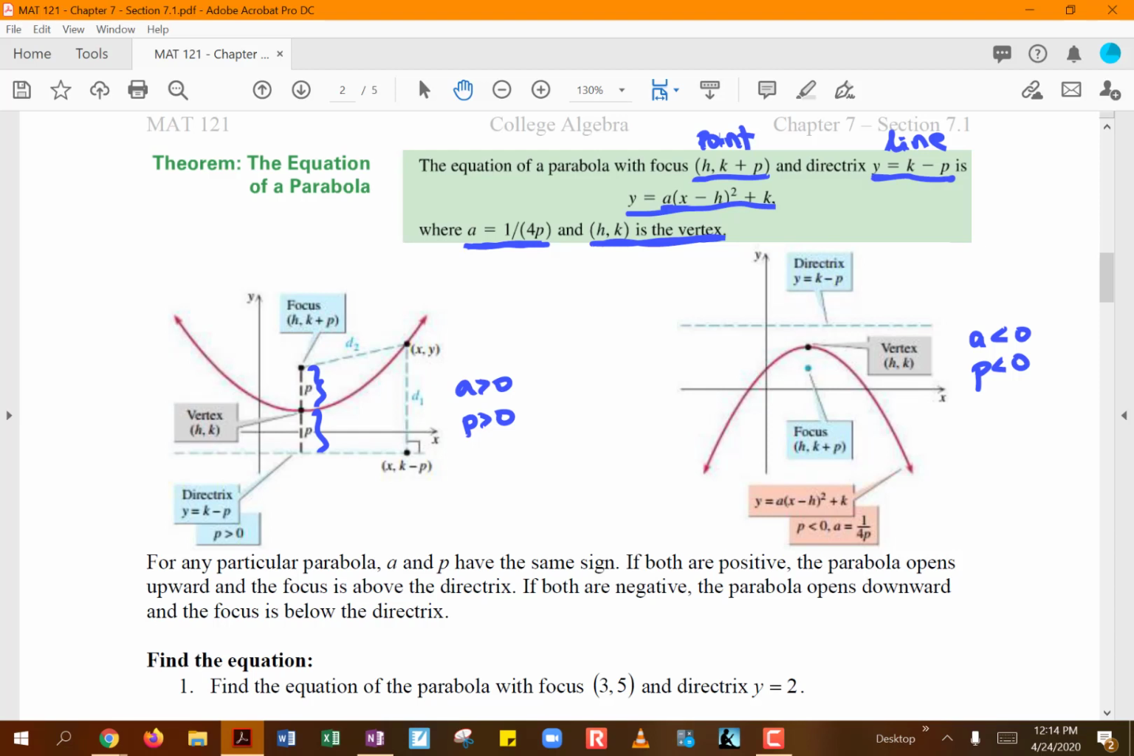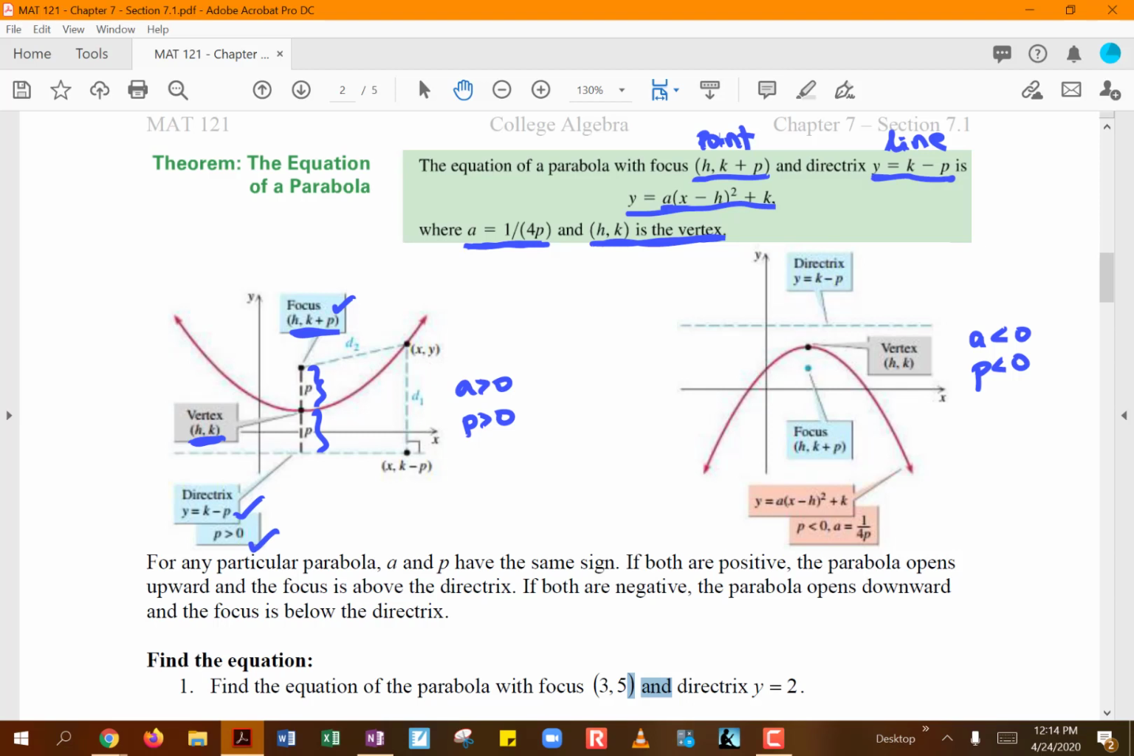So since your vertex is at h, k, to find the focus, we keep the same x value so that h variable stays the same. But since the focus is going to be above the vertex, we add k plus p to get the y coordinate for our focus. To get the directrix, because the directrix is going to be below the vertex, we do k minus p, and then remember in this case p is a positive value.